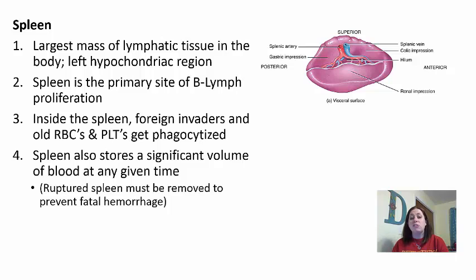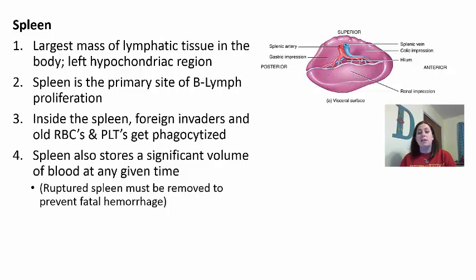Now, you can live without your spleen. B cells can still undergo their proliferation. They just finish doing it in the bone marrow. The red blood cells and platelets can also be recycled by the liver. So you can live without your spleen. It just makes other structures have to work a little bit harder.